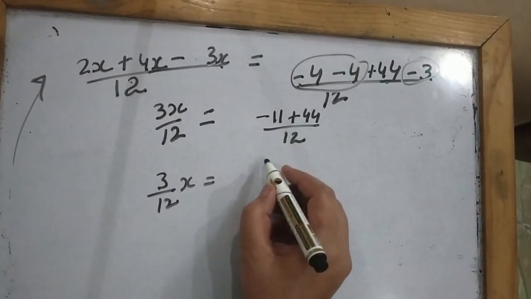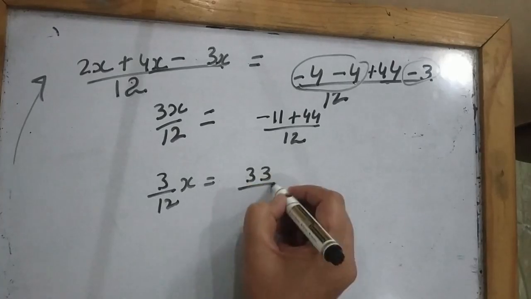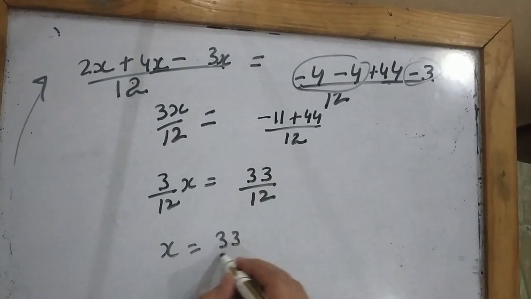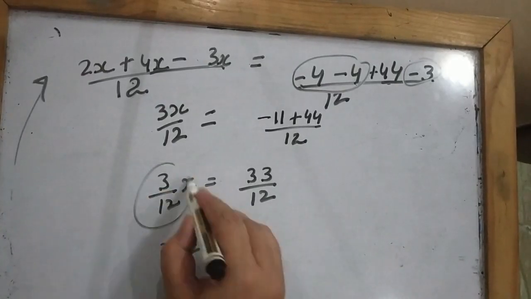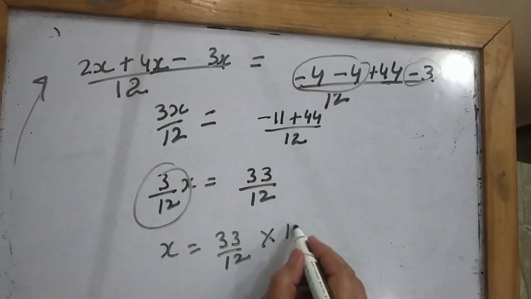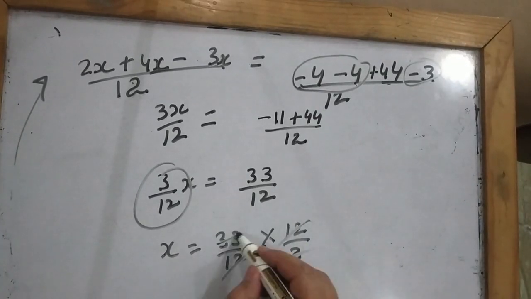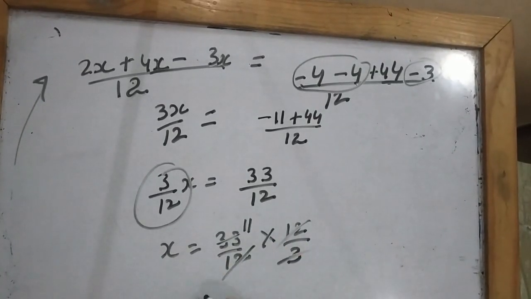So now when you will solve, this will become 3 upon 12x is equal to minus 11 plus 44 will become 33 upon 12. Now this I will shift to the other side and it will become a reciprocal over there. So 12 gets cancelled, 3 11s are 33. So what's your answer? It is 11.